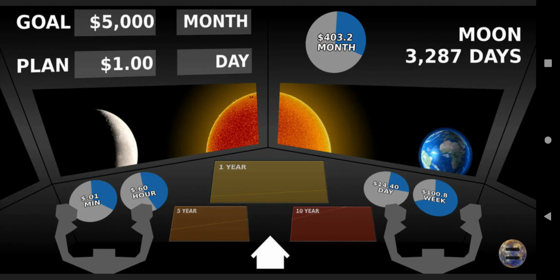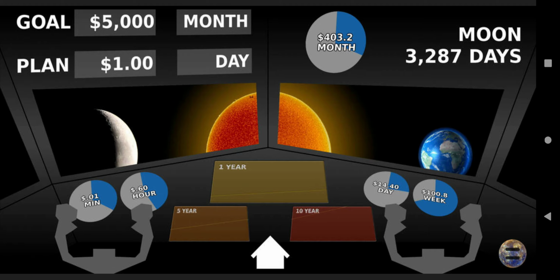Now you're looking out the window and seeing the sun, moon, and earth. And this is showing you what your goal is. This kitty's goal is to make $5,000 per month, and they're planning on adding $1 a day to the platform, and also restaking every dollar they make in the platform, doing compound staking basically.